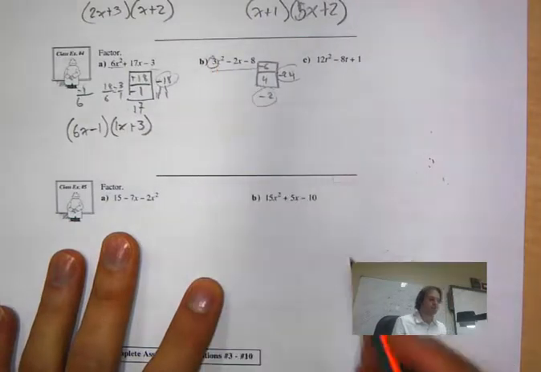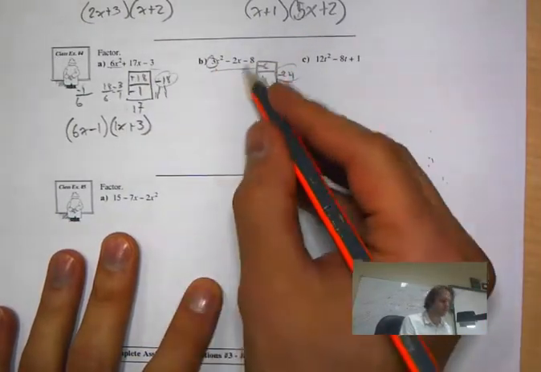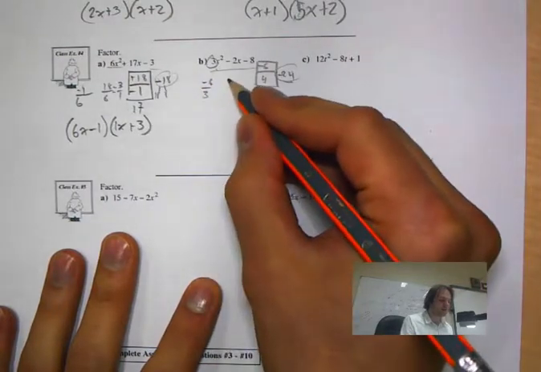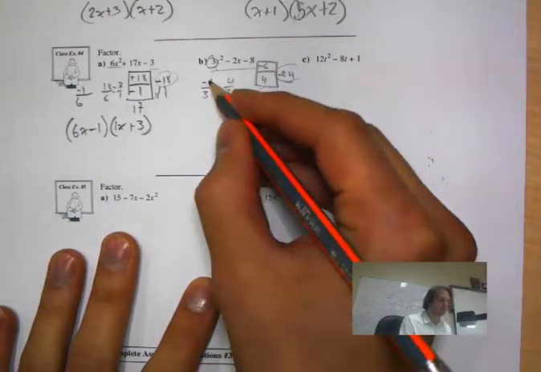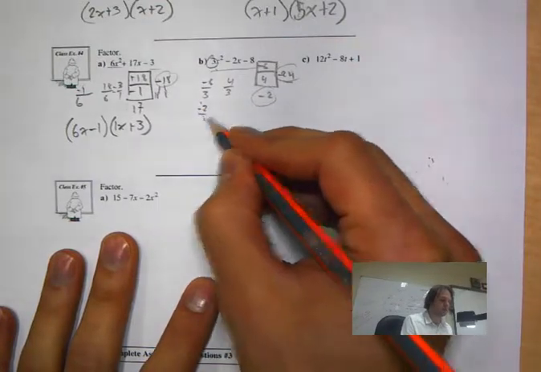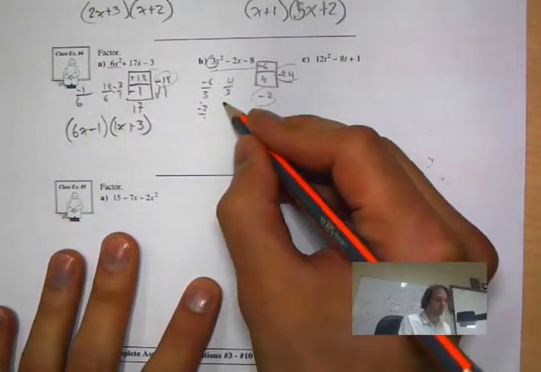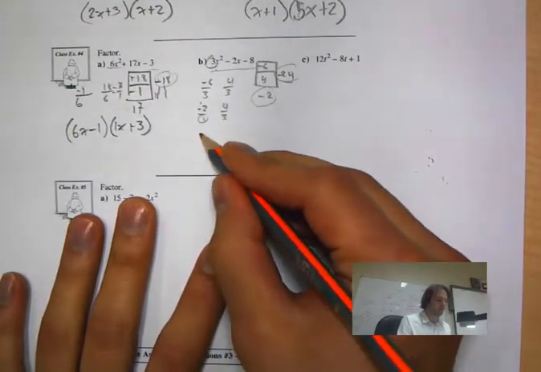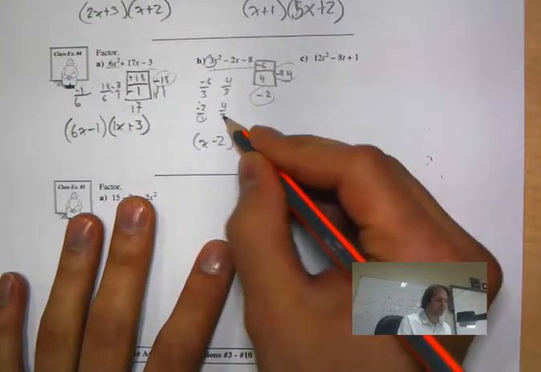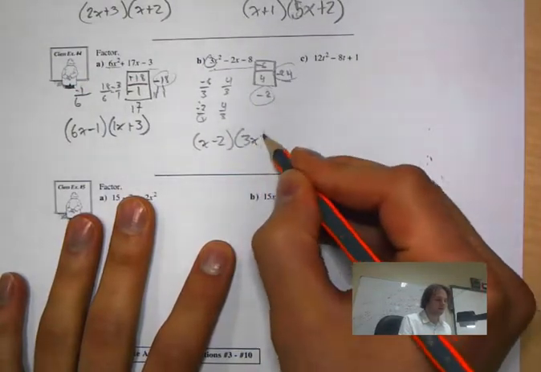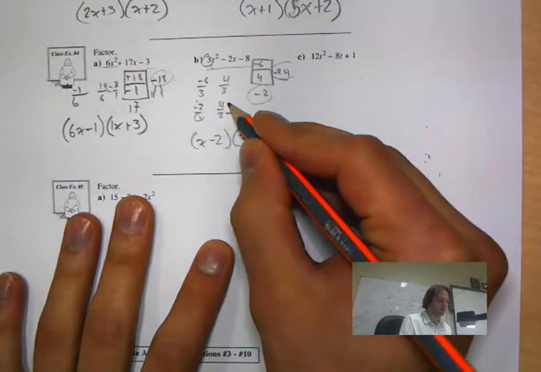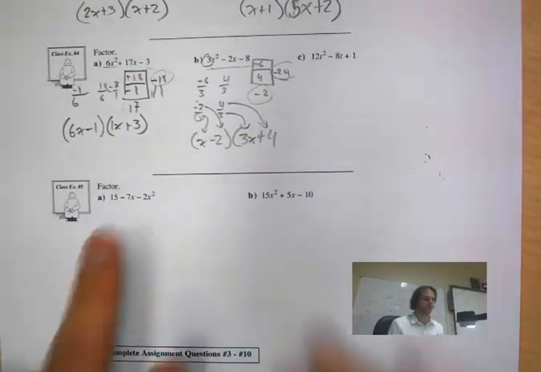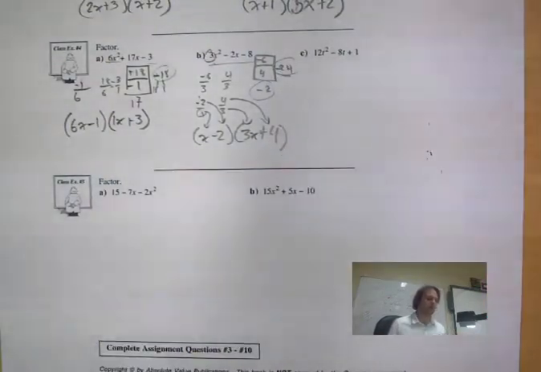And my leading coefficient was 3 that we had to multiply there, so we're going to have to divide both of these by 3. So I'm going to have negative 6 divided by 3 and 4 divided by 3. This is the same as negative 2 over 1, and this here is going to be 4 over 3. So I have x minus 2 and 3x plus 4. That goes there, this goes there, this goes here, and this goes here.